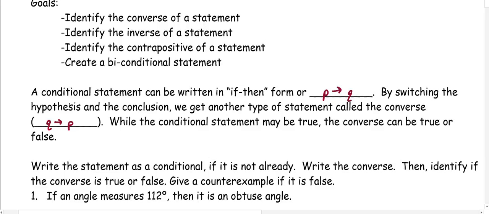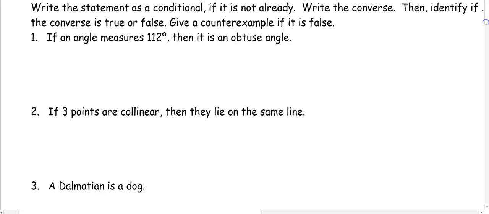So write this statement as a conditional if not already. Write the converse, then identify if the converse is true or false. Give a counterexample if it's false. So in number one, we already have a conditional statement. If an angle measures 112 degrees, then it is an obtuse angle.